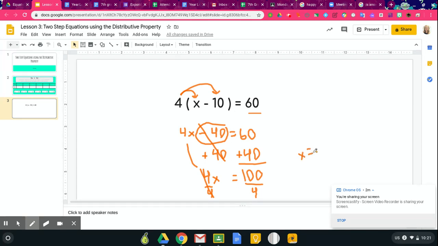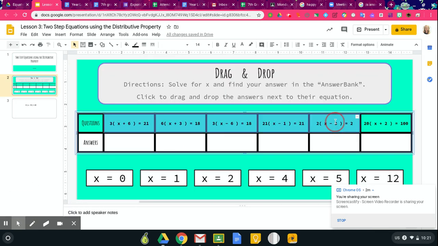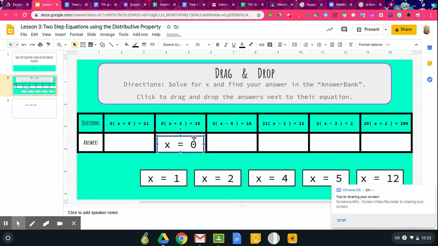On your assignment today, it's a drag and drop, and I'll show you exactly what it looks like in just a second. So you guys have questions to solve right through here. And then you have an answer bank on the bottom, and your job is to solve it, figure out what x equals, and then you'll click and drag the answer from the bottom, and I'm not sure which one equals 0, but whichever one it is, you'll just drop it off in the box and then solve all of them.